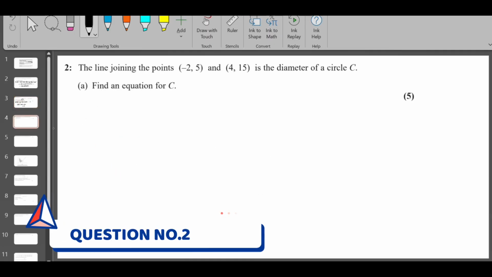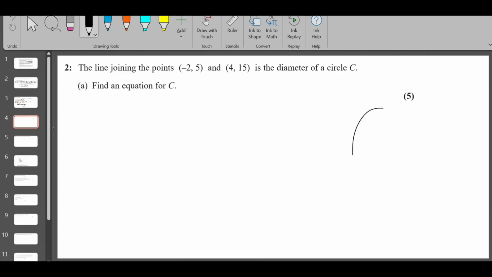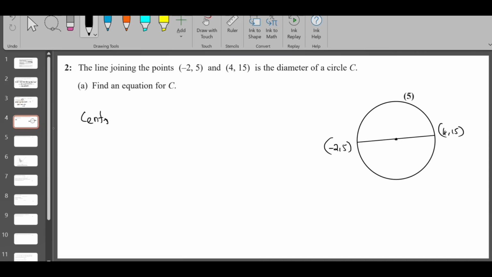Question number 2. The line joining the points is the diameter of a circle. Let me just draw a circle. You have a line joining these 2 points, (4, 15) and (minus 2, 5). That's the diameter, so you need the center, which is the midpoint. So the center is (minus 2 plus 4) over 2, (5 plus 15) over 2. So you will get 2 over 2 is 1, 20 over 2 is 10. That's the center, (1, 10).